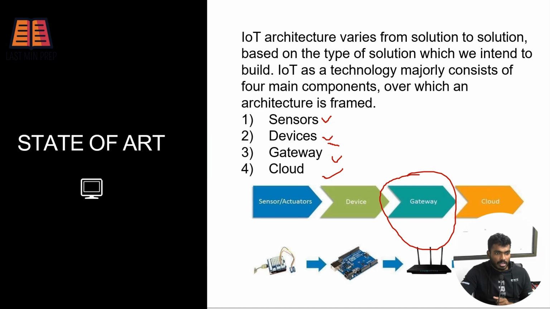Coming to the cloud, it stores, processes and analyzes all the data collected by the sensors and the devices. It also sends back instructions to the devices. For example, the cloud stores information about when the lights were turned on, and you can view this data using a smartphone app in your home.